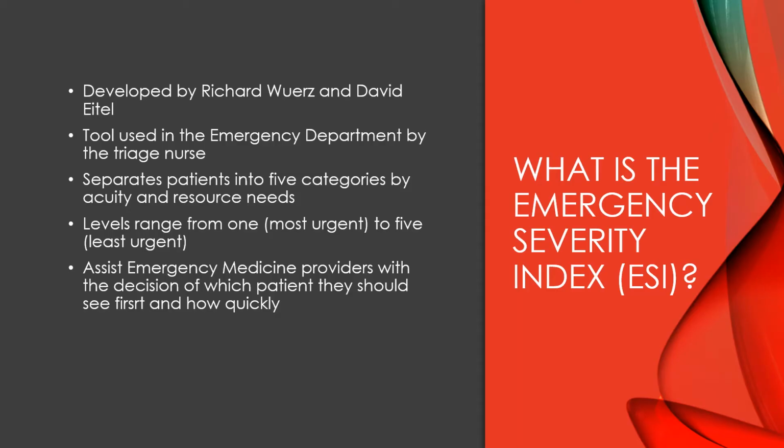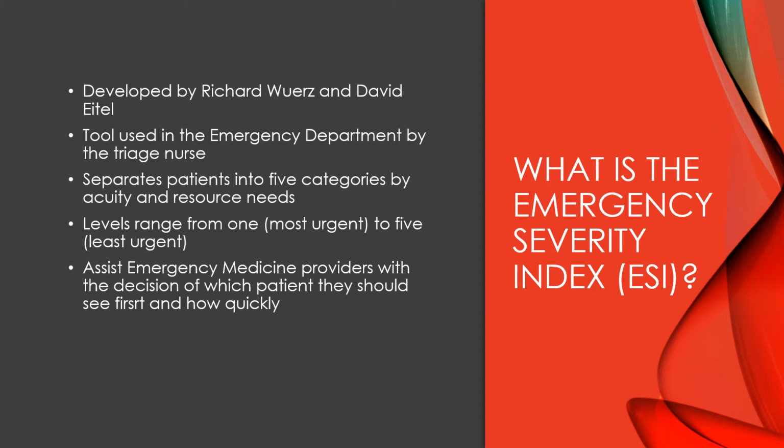The ESI triage scale was developed by emergency department physicians Wuerz and Eitel in the United States. The ESI is an algorithm tool used in the emergency department by the triage nurse to separate patients into 5 groups based on their acuity and resource needs. The levels range from 1, which is the most urgent, to 5, which is the least urgent. The ESI system facilitates the prioritization of patients based on the urgency of treatments for the patient's condition and who the provider should see first.